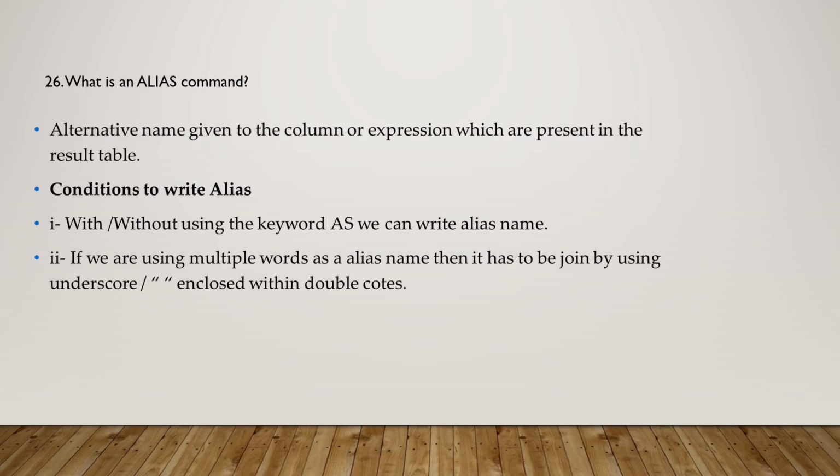What is an alias command? It is an alternative name given to the column or expression which is present in the result table. To write an alias, we can write the alias name with or without using the keyword as. If we are using multiple words as an alias name, then it has to be joined by using underscore or double quotes.